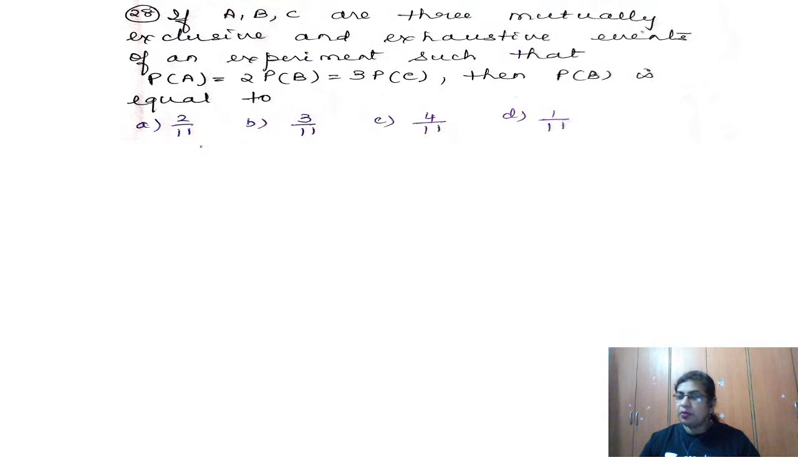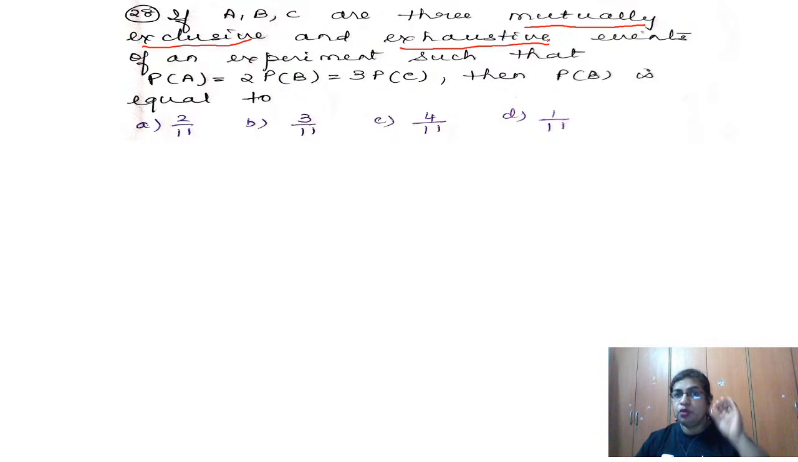So what is question number 28 telling us? This is from the probability chapter. If A, B and C, there are 3 events, are three mutually exclusive. So mutually exclusive means what should come to my mind? Mutually exclusive means there is no intersection. Intersection becomes 0. And exhaustive events: exhaustive means when I add all the events' probabilities, it has to become equal to the sample space, which is 1.